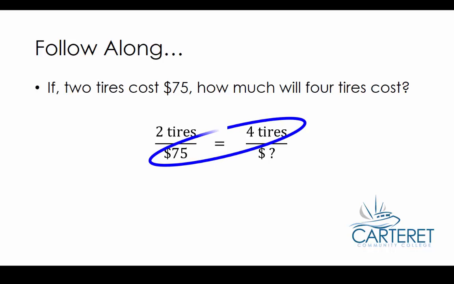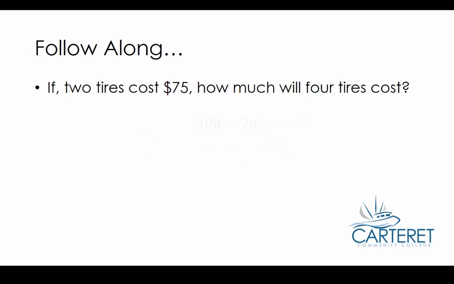Cross multiply to set up a simple one-step equation in order to continue solving. After cross multiplying, we're left with 300 is equal to 2n, the unknown. In order to solve this simple one-step equation, always divide by the coefficient, or the number in front of the variable, or your unknown quantity. In this case, we would divide both sides by 2.